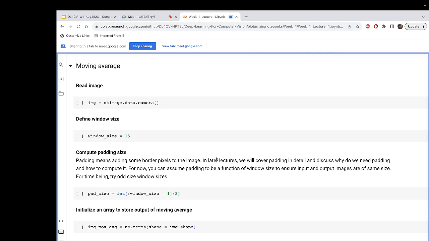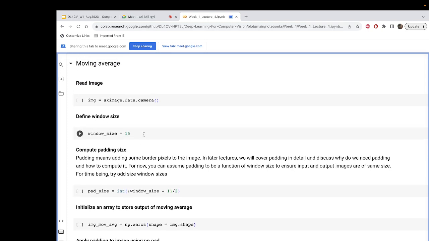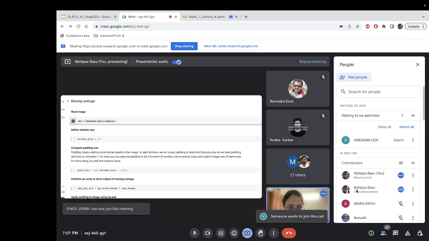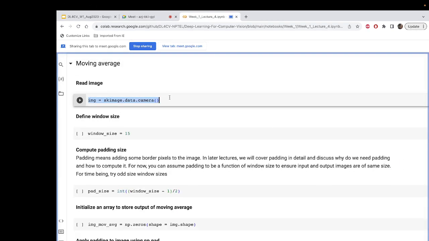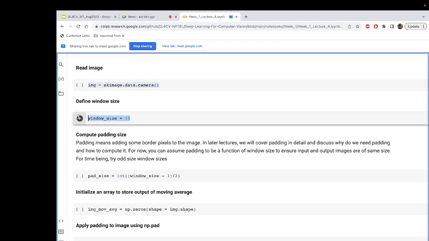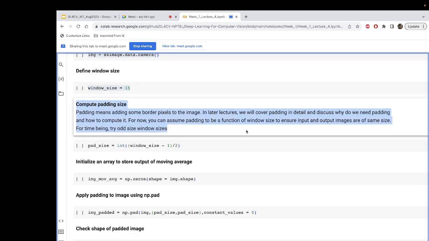Here, instead of applying a function on a single pixel location, you are doing it window wise, like I showed you a while back. You take an image once again using this particular piece of code, and you define a window size equal to 15. Now let's go look at the next step by step. You do some padding.